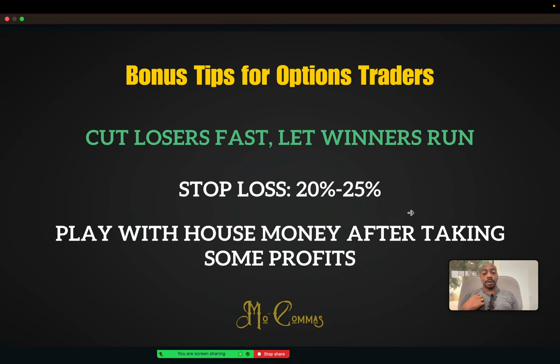That's my experience, right? And my goal is to always play with house money after taking profits. That is my ultimate goal. Get to a point where I hit target one and then move my stop to break even. And then I'm essentially just playing with house money. I have a free lottery ticket. That's my goal.